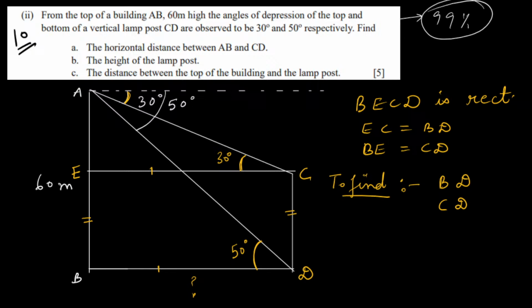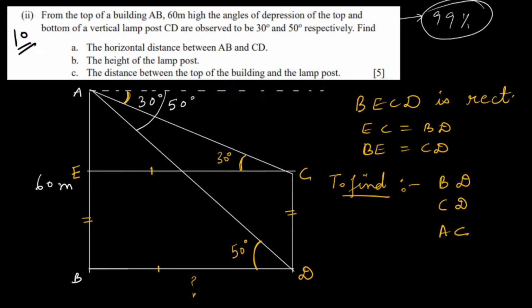So what will this distance be? The distance between the top of the building and the top of the lamp post. So this is AC. These three sides we have to find.